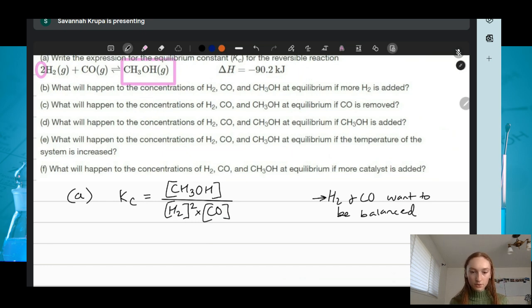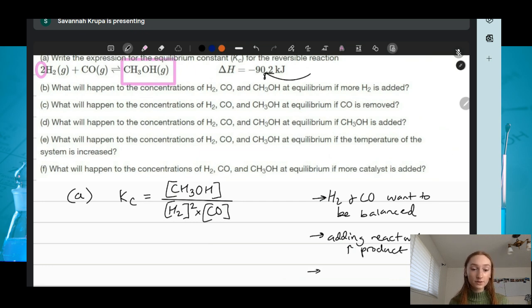Okay? And the other thing is that if we increase reactants, it's going to want to create more products, given that it's going to release energy. So it's releasing energy in this problem, so it wants to make more of the products. So when we increase the reactants, it's going to want to make more of the products. So adding reactants increases product.